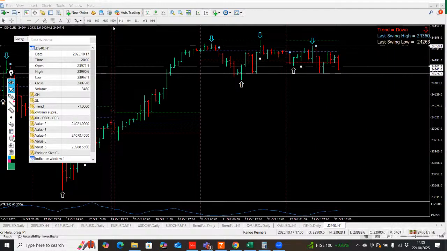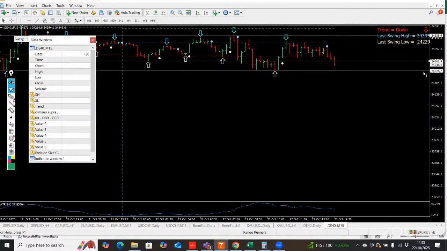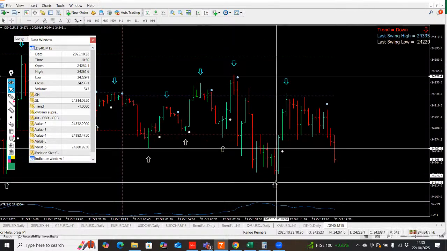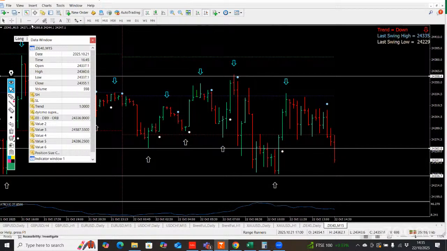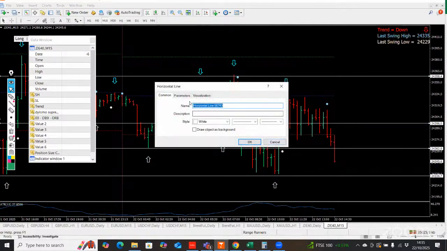Now, in terms of timing, where we would ideally like to enter this is on the low of this, okay? 24228 is what I will be looking at. 24228 is what I will look at, okay?